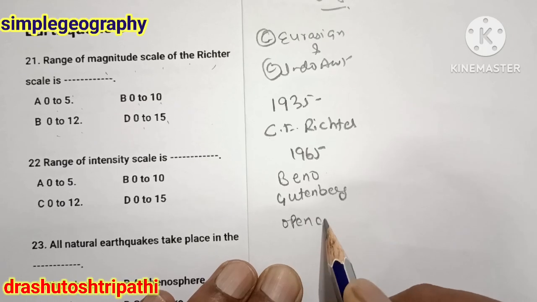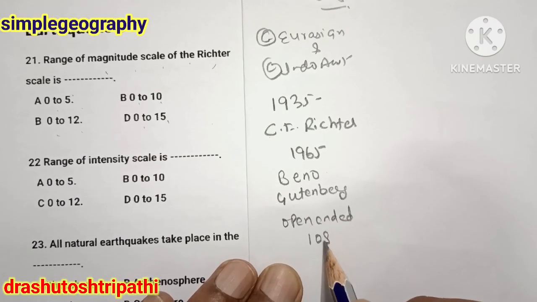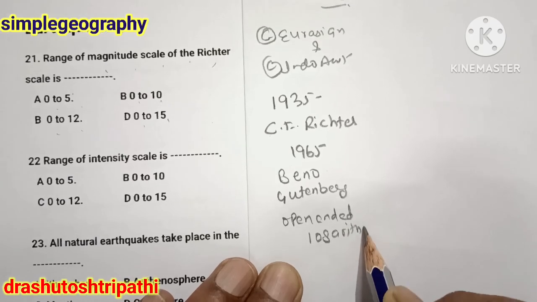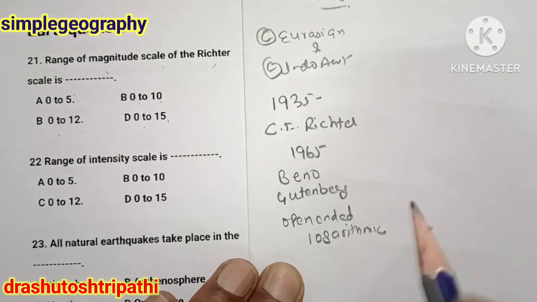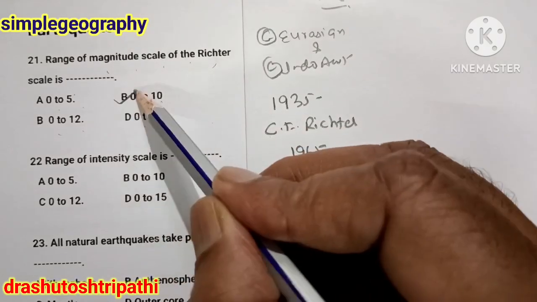It is an open-ended logarithmic scale. Its range is from 0 to 10. The answer B is correct.